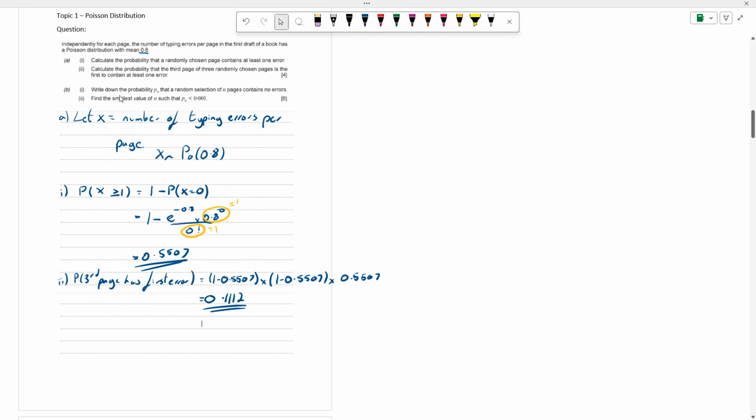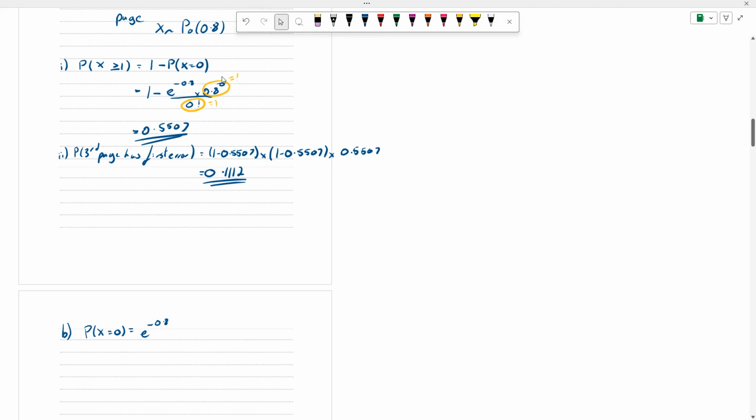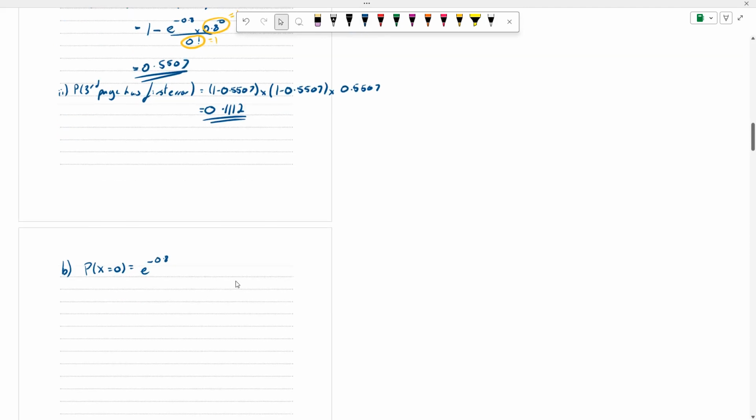Now part B, a little bit different. Write down the probability Pn that a randomly selected n pages contains no errors. Okay, so if I'm thinking about how this is going to work, if I think about 1 page, the probability of no errors on 1 page, that's going to be me doing e to the minus, as we said before, that is just e to the minus 0.8. So I said before, the 2 bits in yellow I've got here, they become 1, so it's just this.